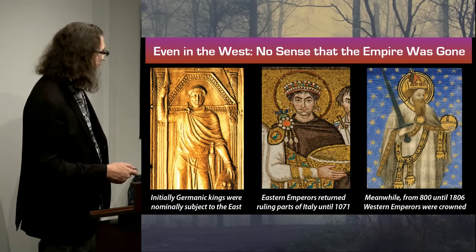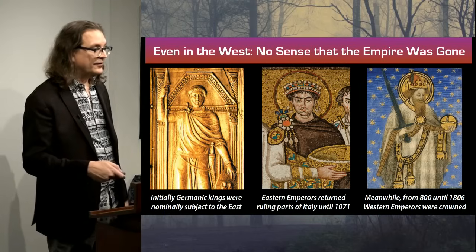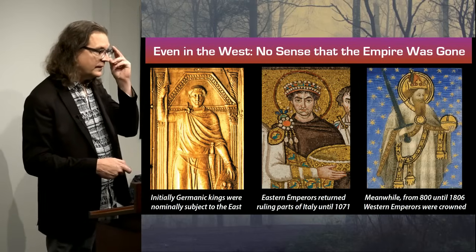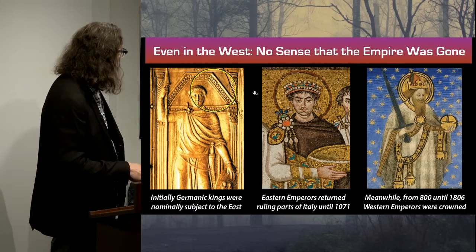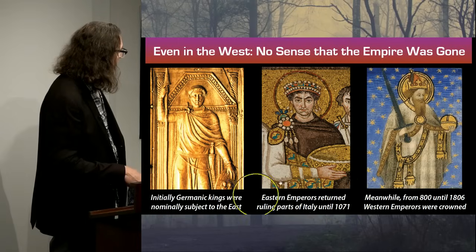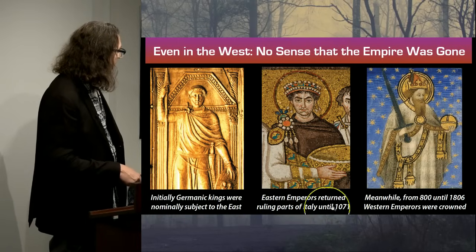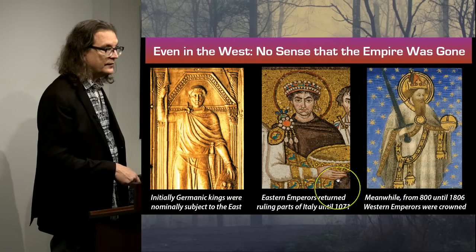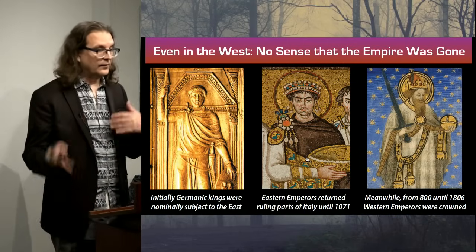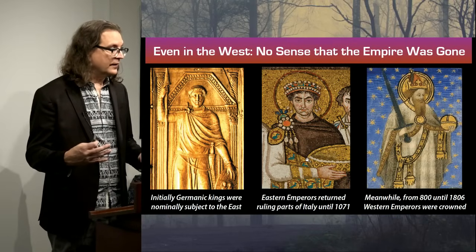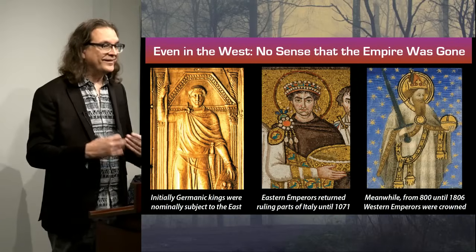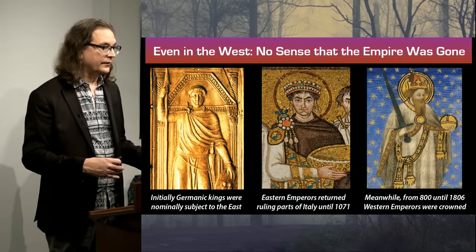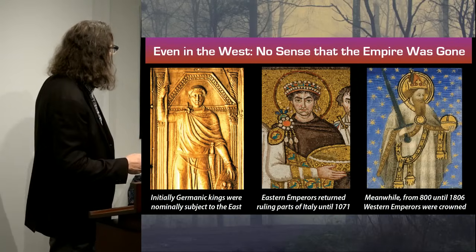In the meantime, at a certain point, the Eastern emperors, we saw when Justinian made the Ostrogoths go extinct, so here's Justinian, the Eastern emperors returned to ruling parts of Italy until 1071. So again, active involvement of the Roman state continues until the 12th century in Italy, for example.